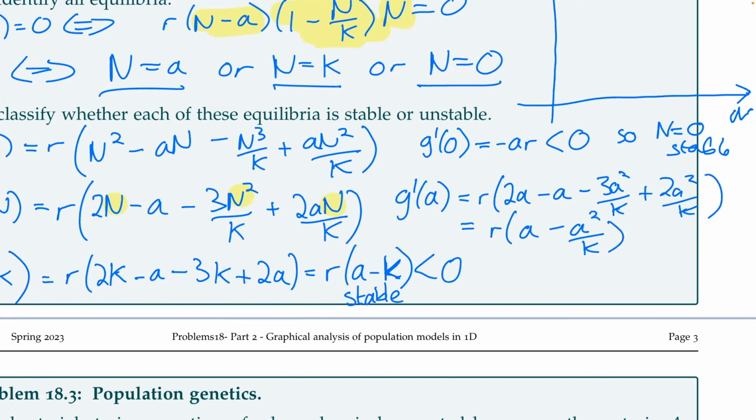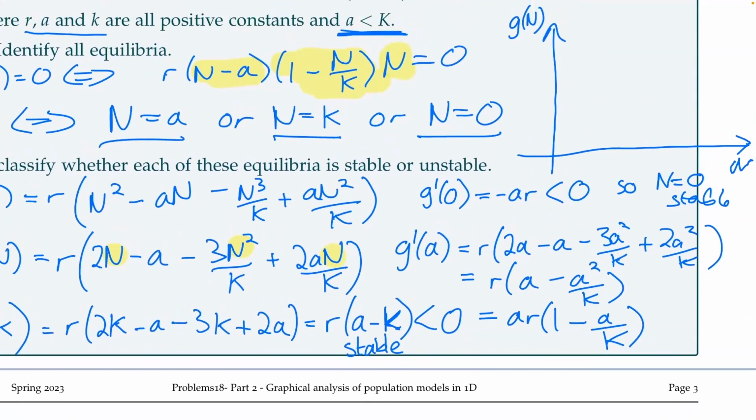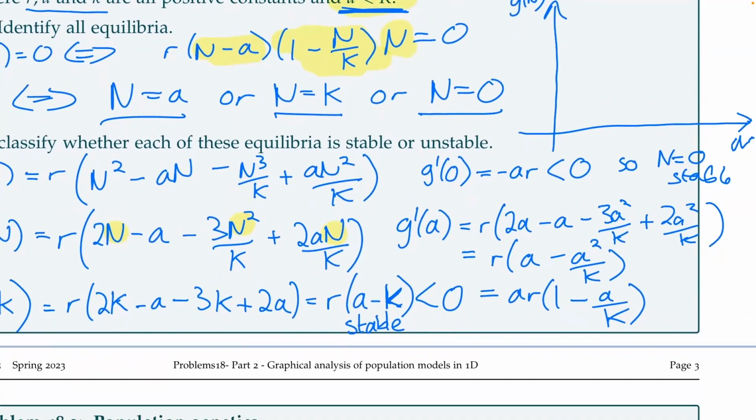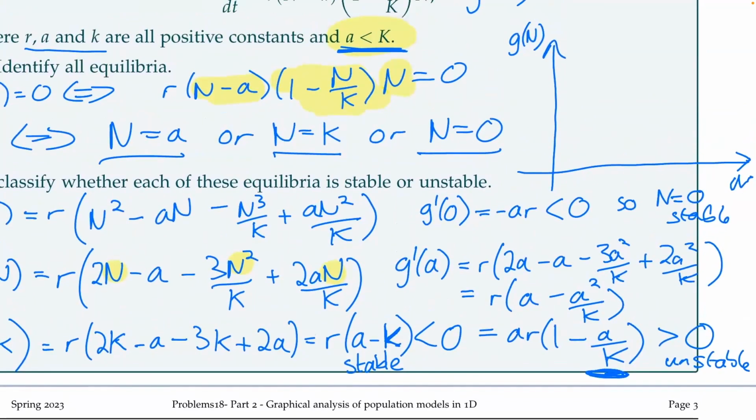We can take out a common factor of a here. This gives us ar times 1 minus a over k. And again, we can use this fact that a is less than k, which we're told in the question up here. If a is less than k, then 1 minus a over k is always going to be positive. Okay, and the a and the r are positive, so this is also positive. This means it's unstable. So that was a little bit tricky, that part to work out.